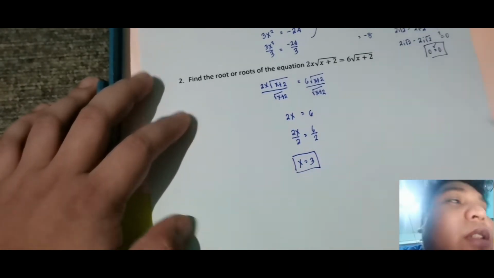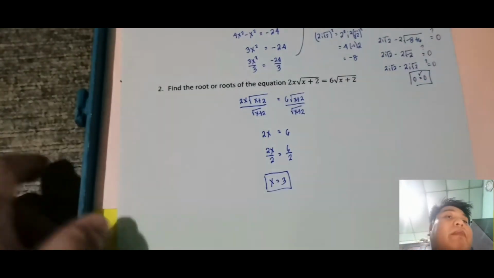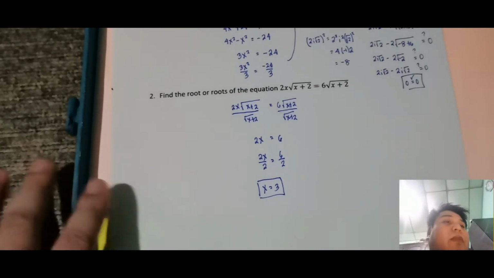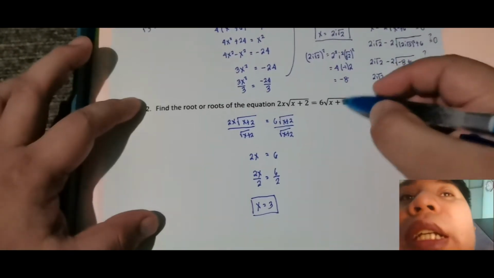At ayun na naman, meron naman ako nakuwang 3. Nagbabadya talaga si 3. Wag naman sana. Okay, so yun na. Pag possible naman i-cancel, cancel out mo. Ikaw na bahala. Okay, so check natin. Checking, that's of checking.